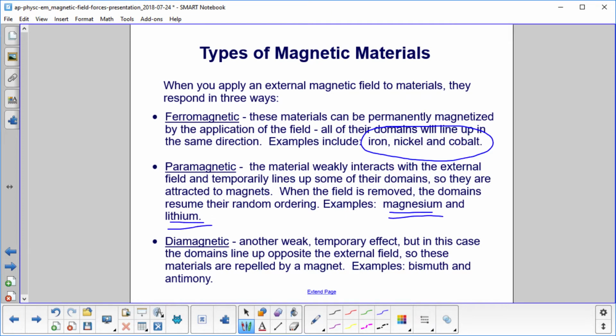Then finally diamagnetic, which is another weak temporary effect, but in this case, the domains line up opposite the external field, so they are repelled by a magnet. Examples would be bismuth and antimony.